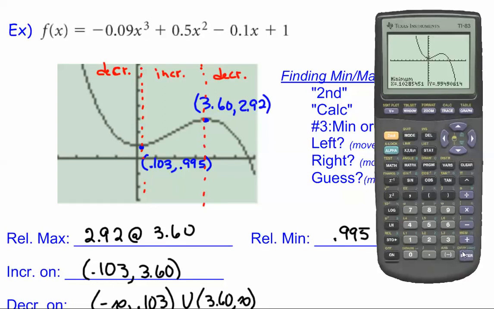Right? And now I've sketched this out on my paper, and I'm going to round off my answers here and note it down on my paper. So the minimum is going to be the y value. It occurs at the x value, minimum 0.995.